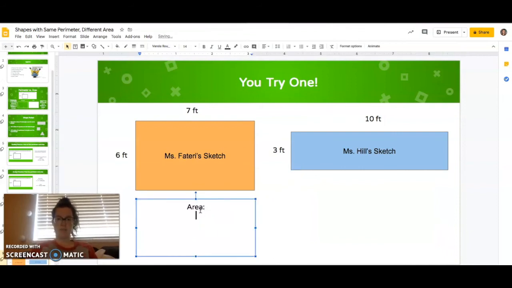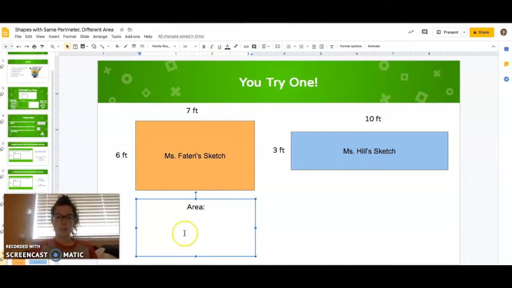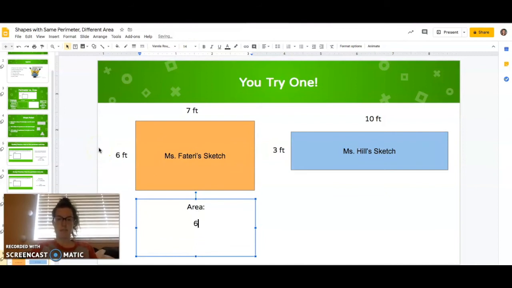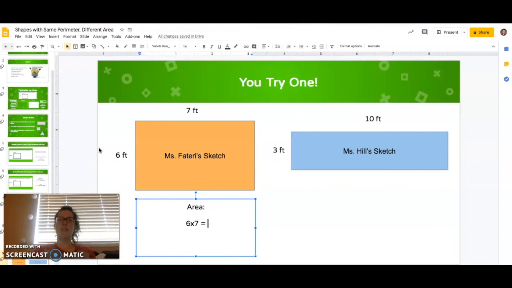Okay, so to find the area of Miss Fateri's dog pen, we need to multiply 6 feet times 7 feet. Let me think. That's a tricky one. 6 times 7. 6, 12, 18, 24, 30, 36. And the spider says 42. That's 7 sixes, 42. So 42 feet.